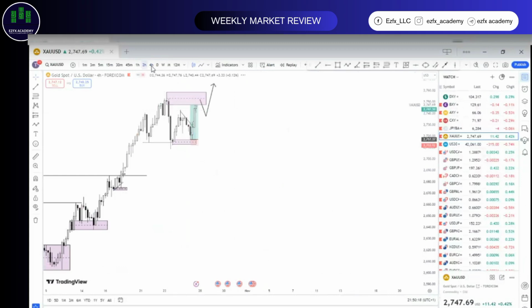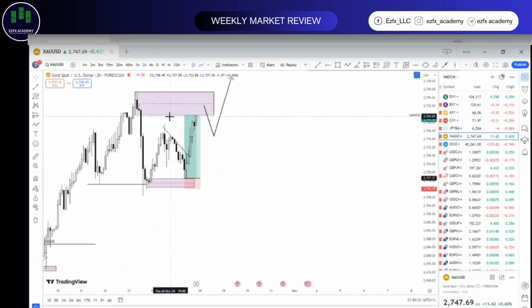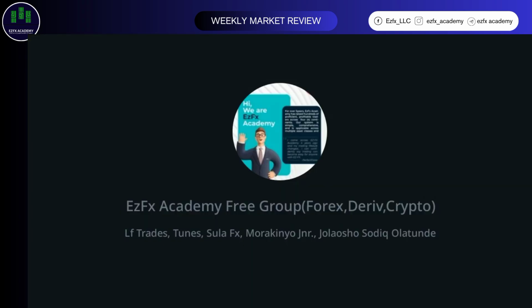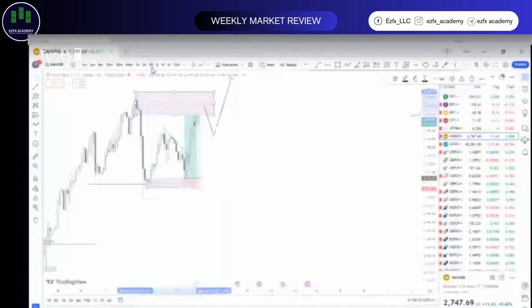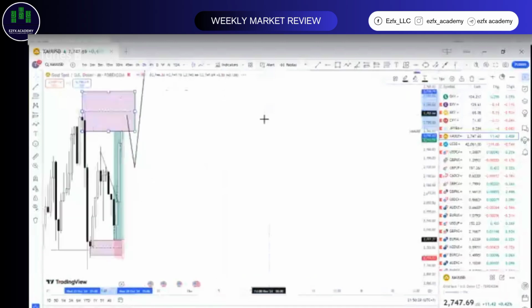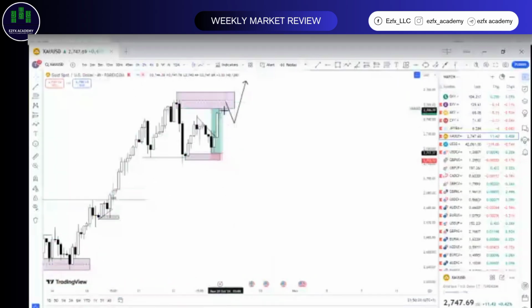But looking at it from the 4-hour time frame, I can see that we're in a very, very interesting region. I want to see price give us a little bit of a rejection from here. This is a bearish order block being formed in a bullish trend. So this whole candle here that I marked out, let me show you the candle, is a bearish order block being formed in a bullish trend, right?